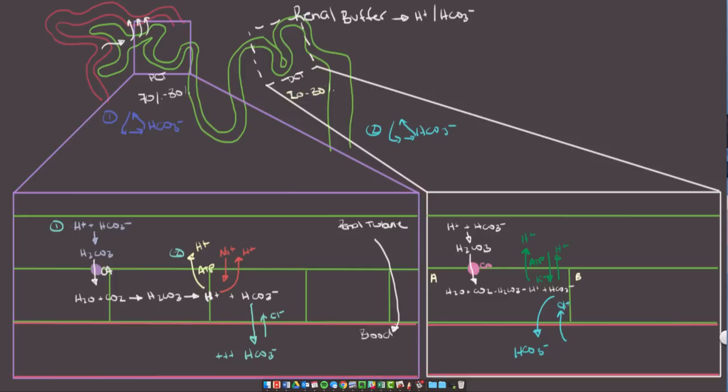So if we take a look, again, things are working exactly the same here. So in the intercalated cells type B, we have H plus and HCO3 in the renal filtrate. It's obviously going to change to H2CO3. It's going to shift through, again, through that carbonic anhydrase that's located on the cell membrane. And as a result, it's going to turn into H2O plus CO2.